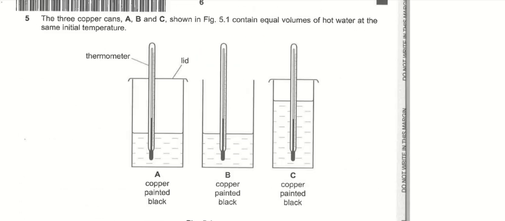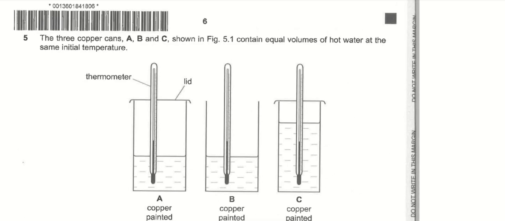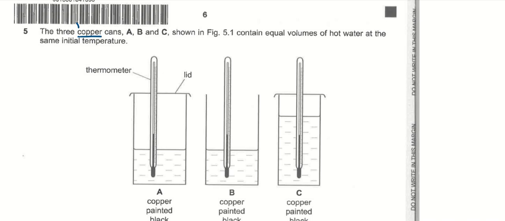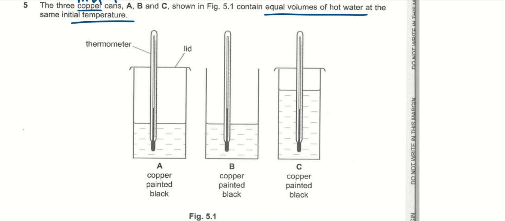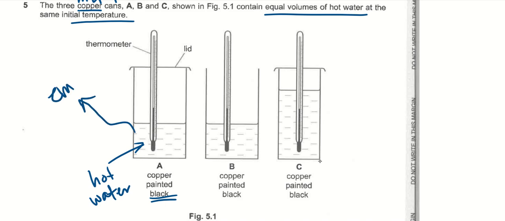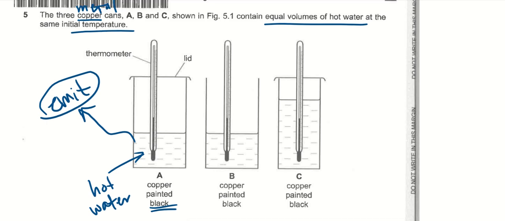Okay, then next question is on this. 3 copper cans, so they are all made of metal. As you're reading, write down all these annotations. A, B, and C are shown equal volumes of hot water, same initial temperature. But we see that A is painted black, so it is a good emitter and absorber. But because inside is hot water and surrounding definitely is colder, it will be emitting thermal energy. So later we'll just be talking about emitting.